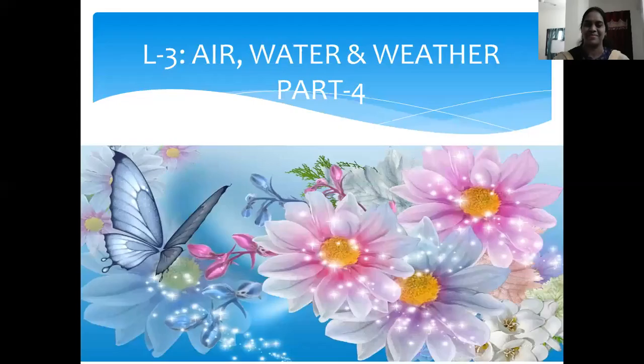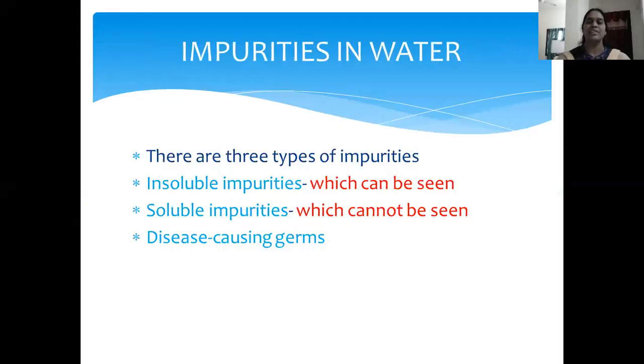Yes, let us look into some methods by which we can purify the water. Okay, so let us discuss in a detailed way. Before that, let me share the screen. So, children, there are three types of impurities in water. First one, insoluble impurities which can be seen, and soluble impurities which cannot be seen, and disease causing germs.